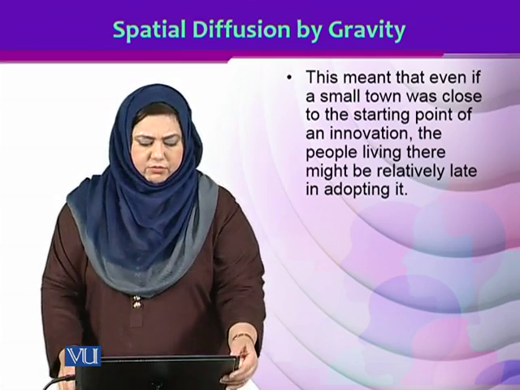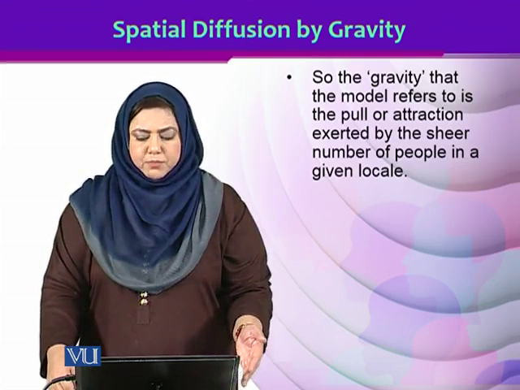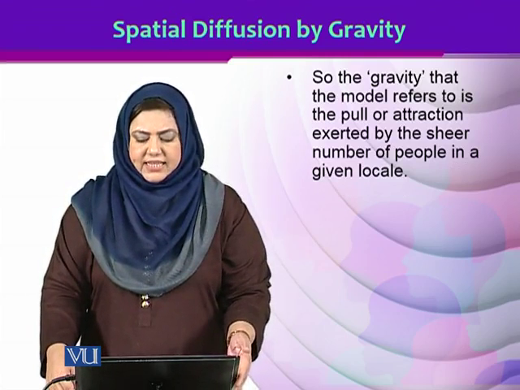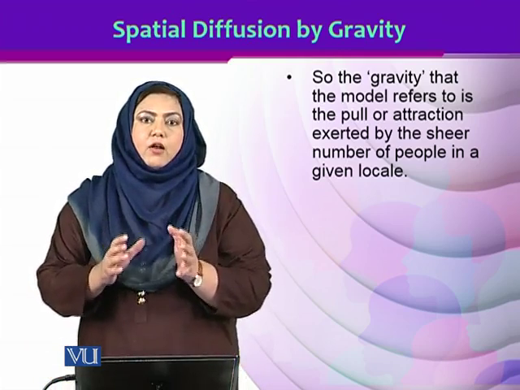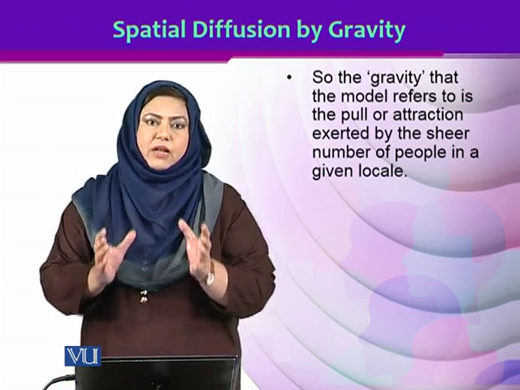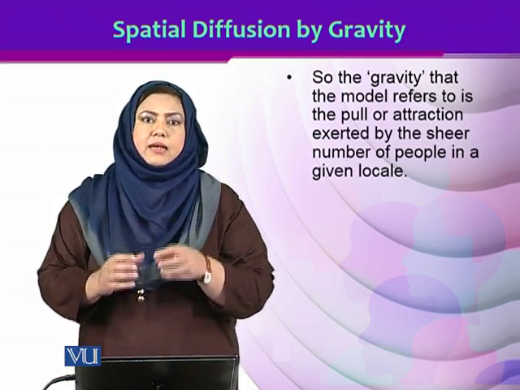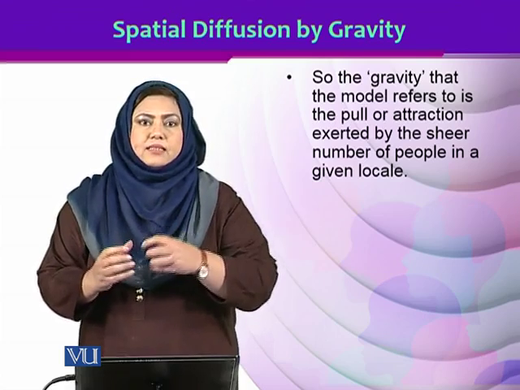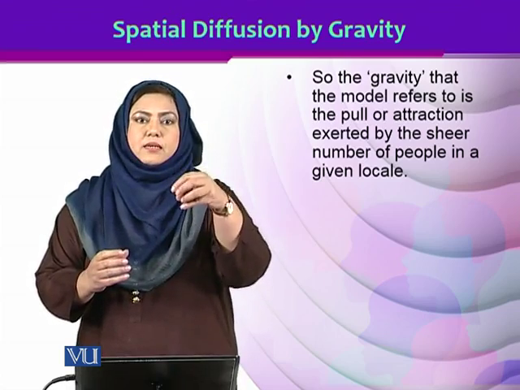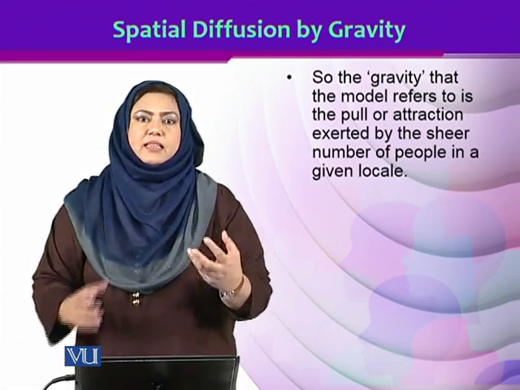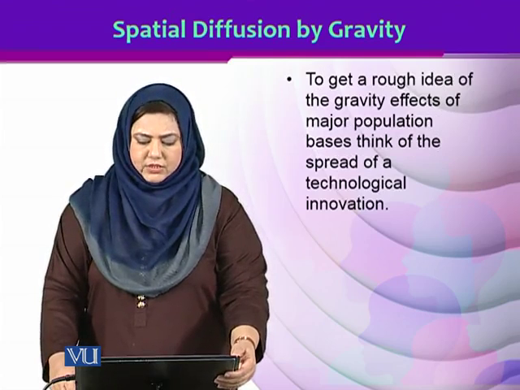So, the gravity that the model refers to is the pull or attraction exerted by the sheer number of people in a particular locale or place. Because a big city would have a bigger number of people, it would have a more gravitational pull and it would start there. Another city that is far off, again, it would hop there. Why? Because, again, there is more gravitational pull as compared to a smaller village.